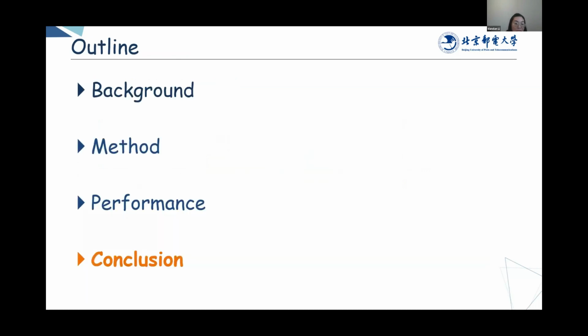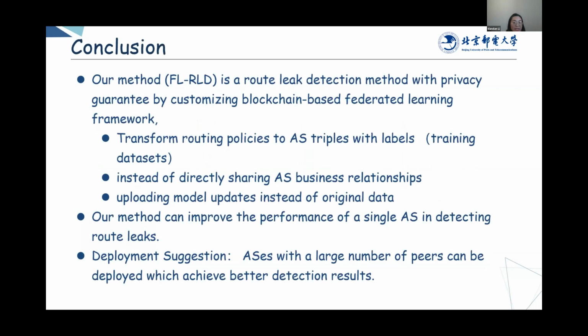Finally, we will draw a conclusion. Our method can improve the performance of a single AS in detecting routing leaks, and with privacy guarantee. An important conclusion is that AS with a large number of peers can be deployed by our method, which achieves better detection results.